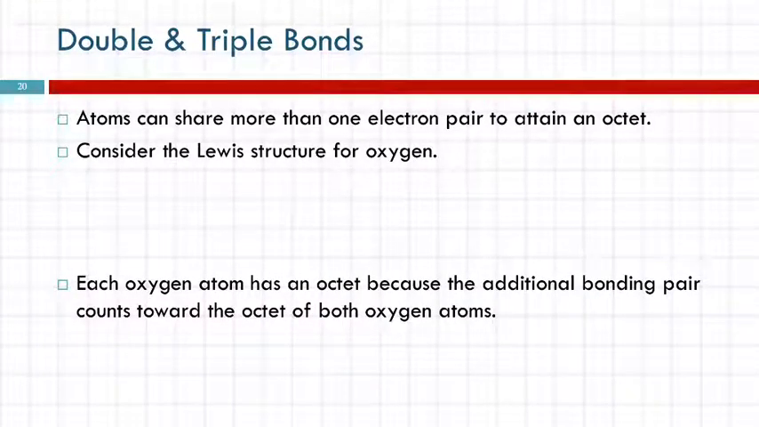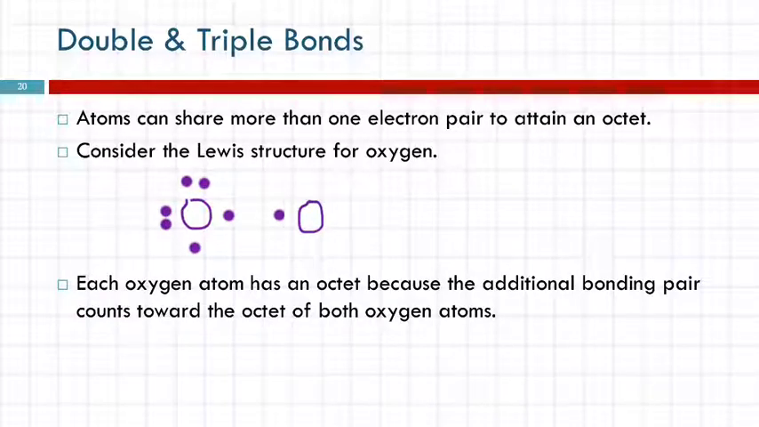Well, atoms can share more than 1 pair of electrons. So let's look at oxygen. Oxygen is also one of the diatomic elements, isn't it? So oxygen, we've learned, has 6 valence electrons. So I'll draw that with 6 dots. And then let's draw another one over here with 6 dots.